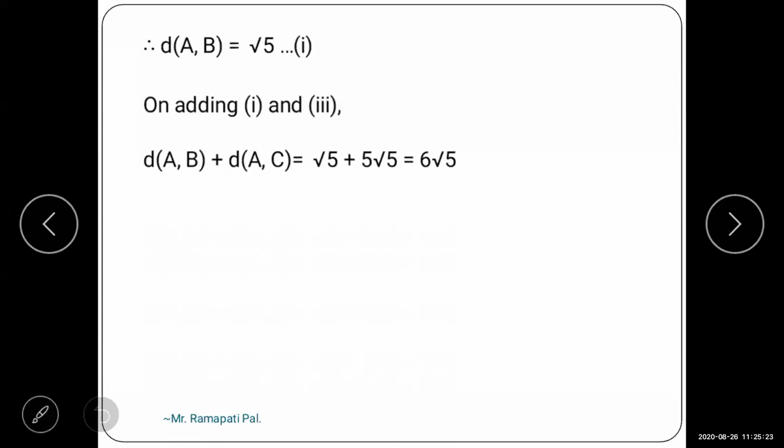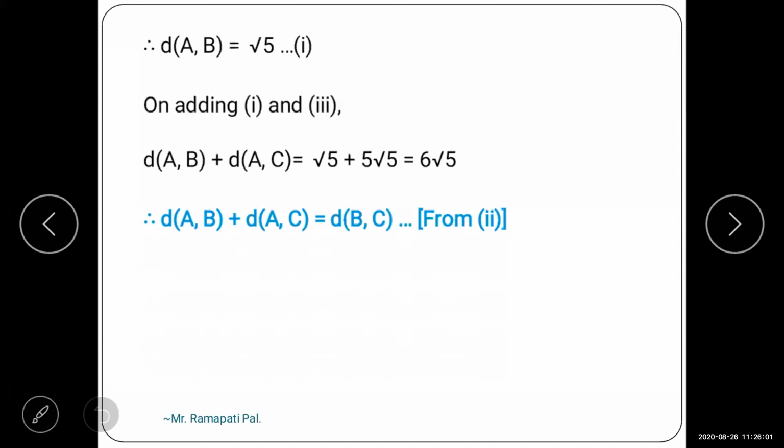Yes, it is equal to distance BC. Very good. So distance AB plus distance AC is equal to distance BC, so we can say that points A, B and C are collinear. Is it clear? Yes, they are collinear.